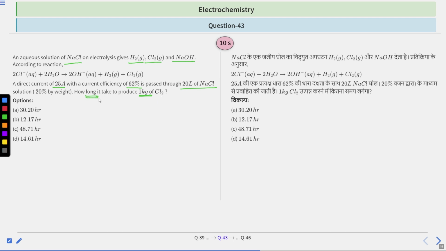Okay, we have to calculate the time. Options are 30.20 hour, 12.17 hour, 48.71 hour, or 14.61 hour. You have 10 seconds to solve this question. After that, we will see the answer.